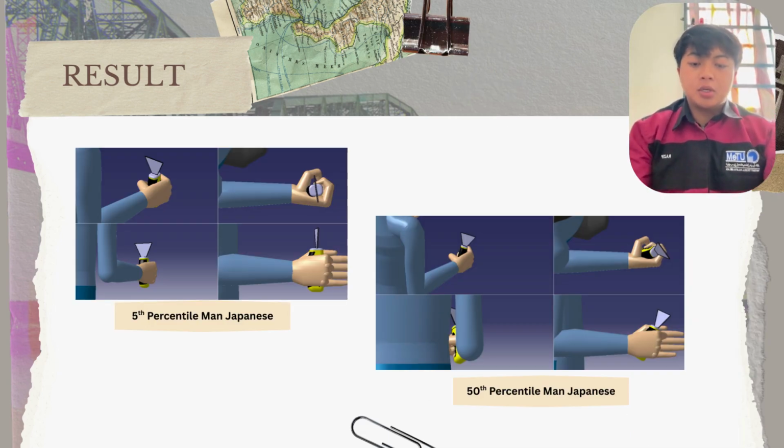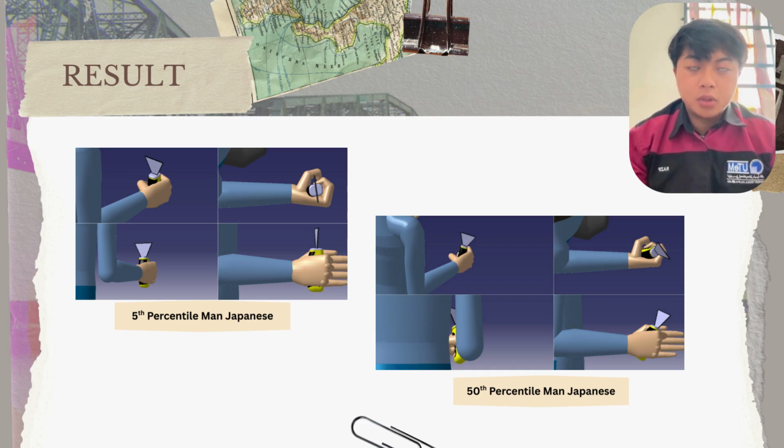So the next one is we test our product redesign with a mannequin in CATIA. The first one we use is the 5th percentile Japanese man. We can see that the mannequin can hold our shape perfectly with the dimensions that we made. The second is the 50th percentile Japanese man, which can also hold our shape perfectly, as we planned in the project objective.